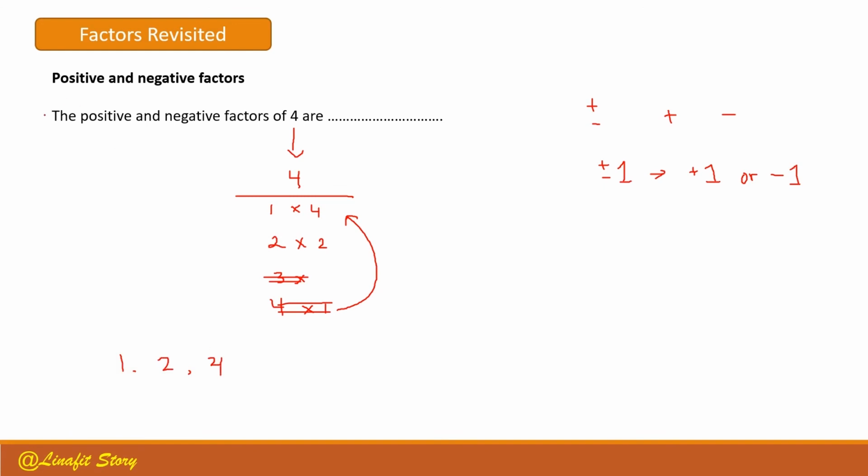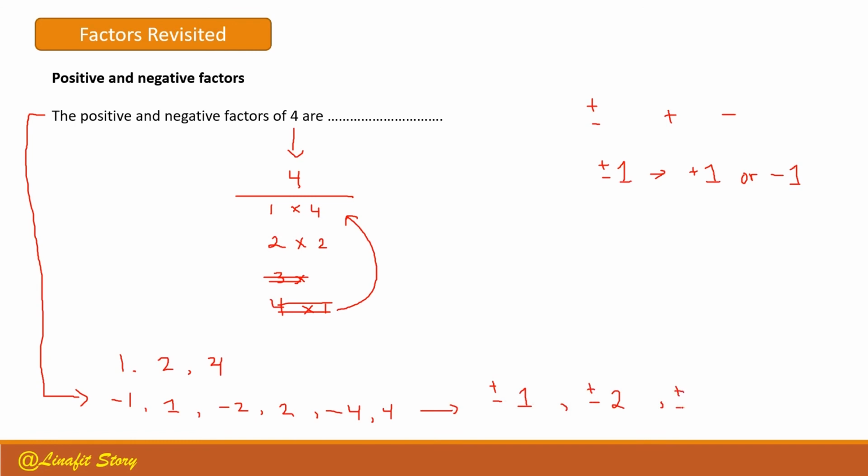But the question is asking, find the positive and negative factors of 4. So the answer, negative 1, 1. Negative 2, 2. Negative 4, and 4. And we write it as plus minus 1, plus minus 2 and plus minus 4 in short.